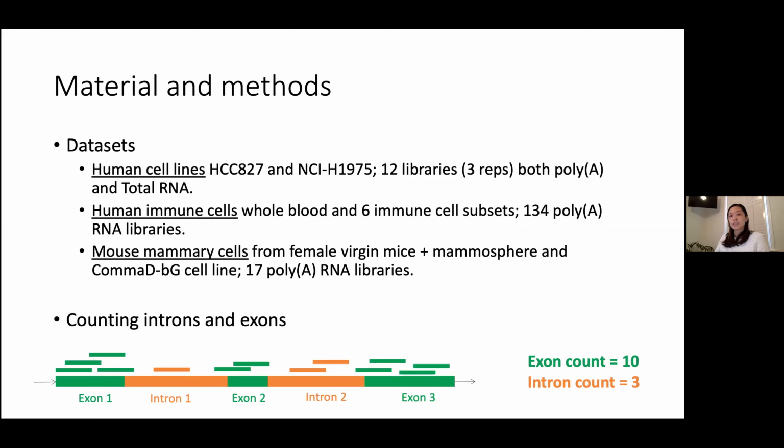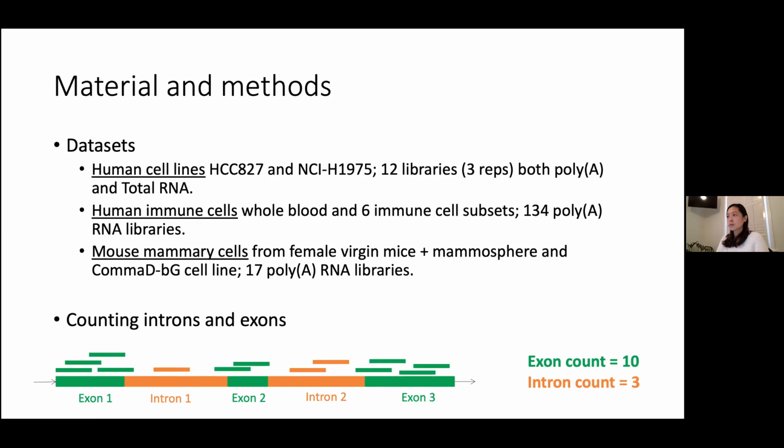I looked at 3 different data sets. There are 2 from human data and 1 from mouse. The first data set is the one taken from the earlier study that I pointed out, of the lung adenocarcinoma cell lines. I'm just going to call these the human cell lines for now. There are 2 different cell lines, and a total of 12 libraries, with 3 replicates each of the 2 cell lines done in a poly-A protocol and also a total RNA protocol.